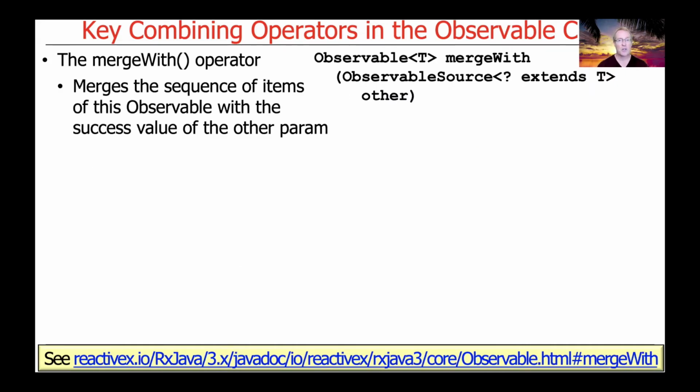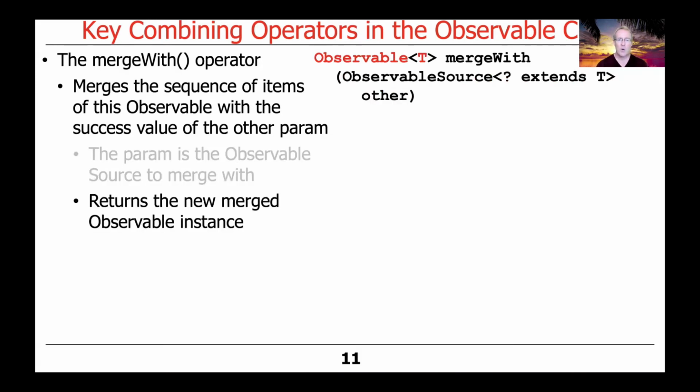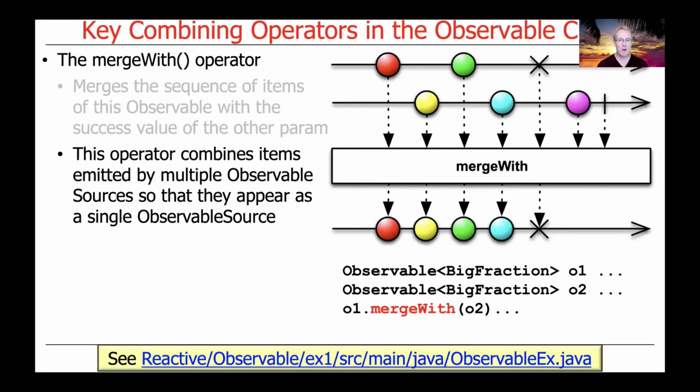Let's now turn our attention to the mergeWith operator. This operator merges the sequence of items in an observable with the success value of the other parameter that's passed in. This parameter is called an ObservableSource, and that's the source to merge with. What's returned from the mergeWith operator is the merged observable instance. So basically what this operator is doing is combining items emitted by multiple observable sources so they appear as if they're a single observable source.